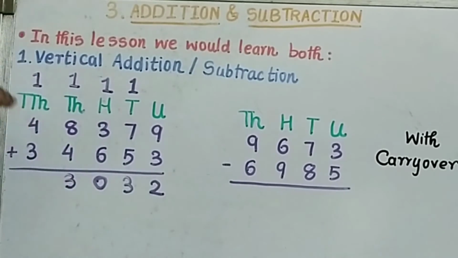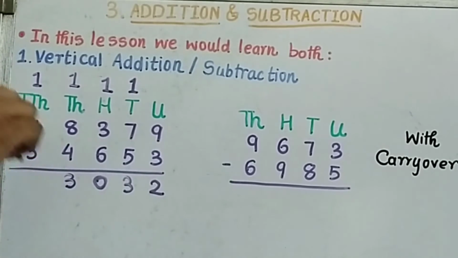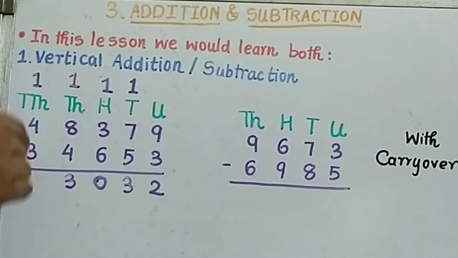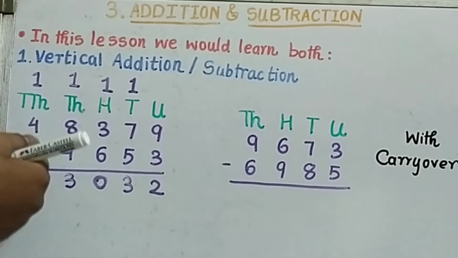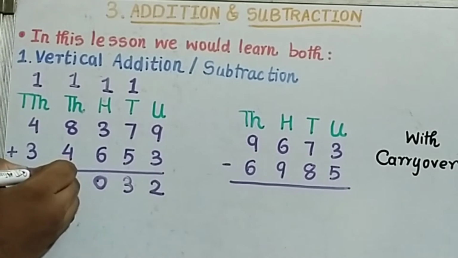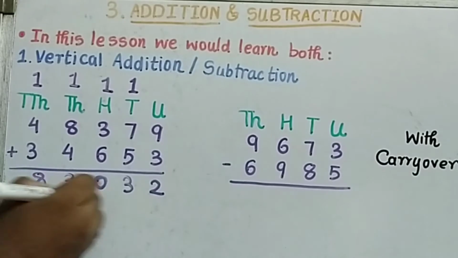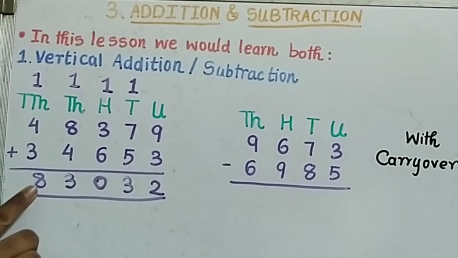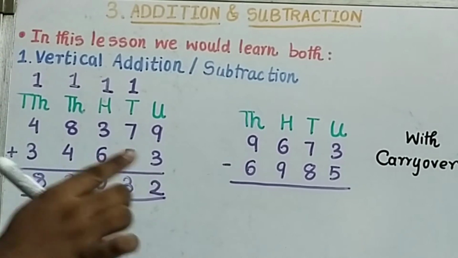This will go on till the value that is here, 10,000. It doesn't have a two digit number after adding. That is 4 plus 3 is 7. 7 plus 1 is 8. It will stop this process. So our answer would be 83032.